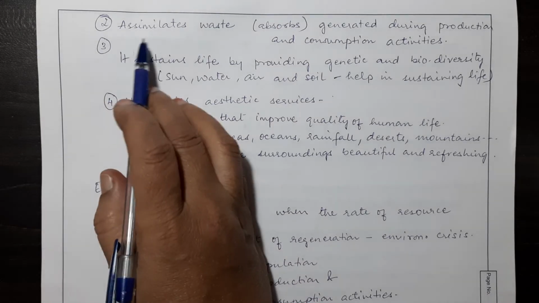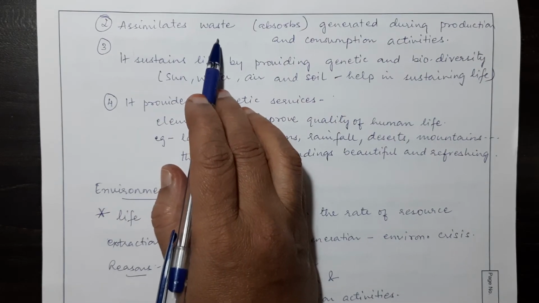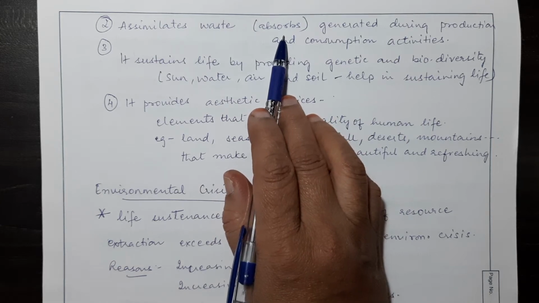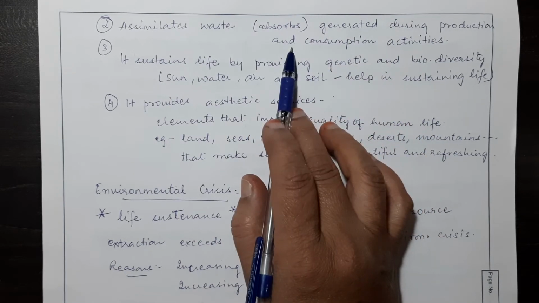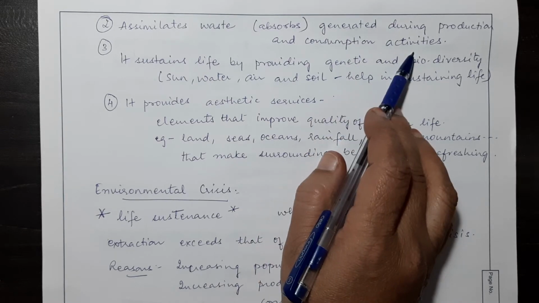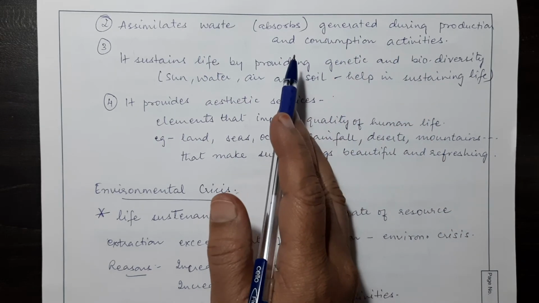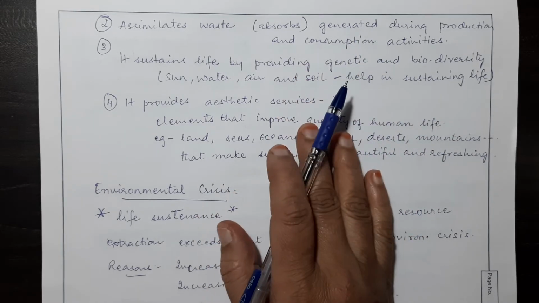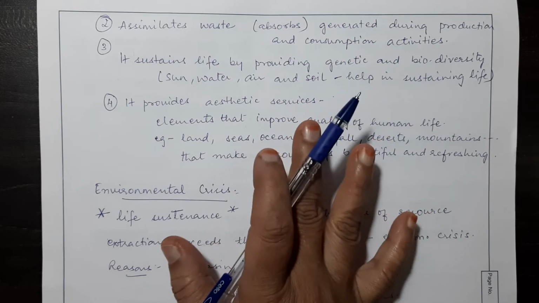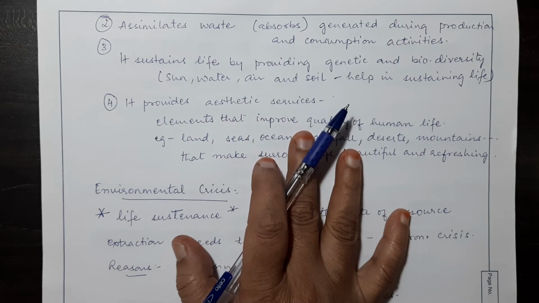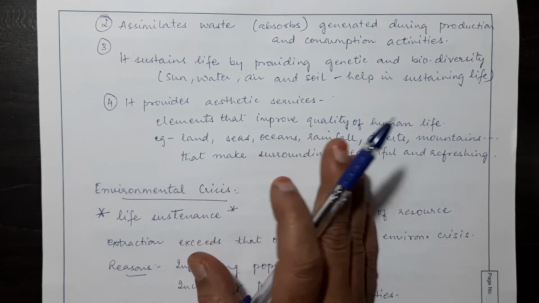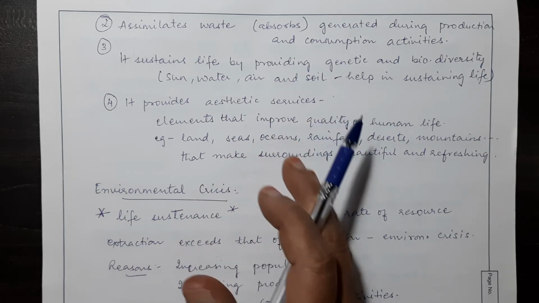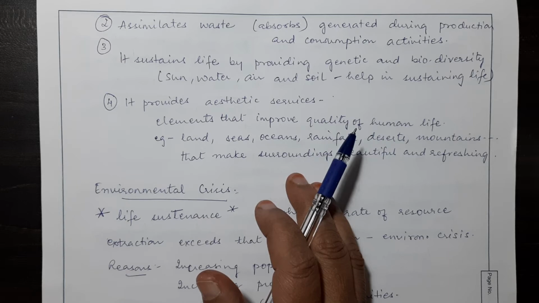The second function is that it assimilates waste. Assimilation meaning absorption. The waste that is generated during production and consumption activities. During the production process, a lot of waste is generated, and activities of consumption also generate waste. This generation of waste occurs in the form of garbage. An environment absorbs this waste created by the activities of production as well as consumption.